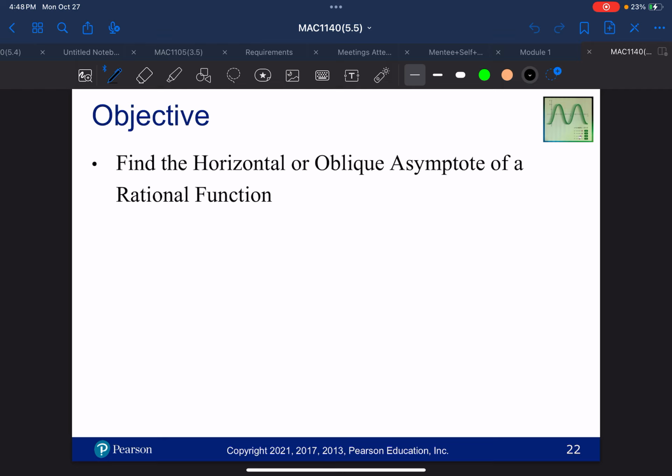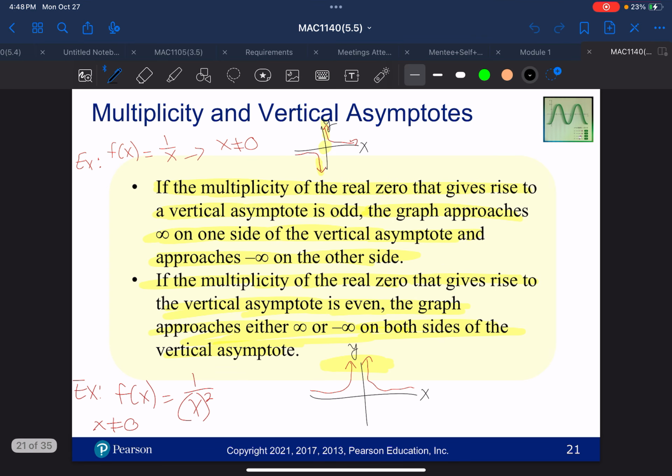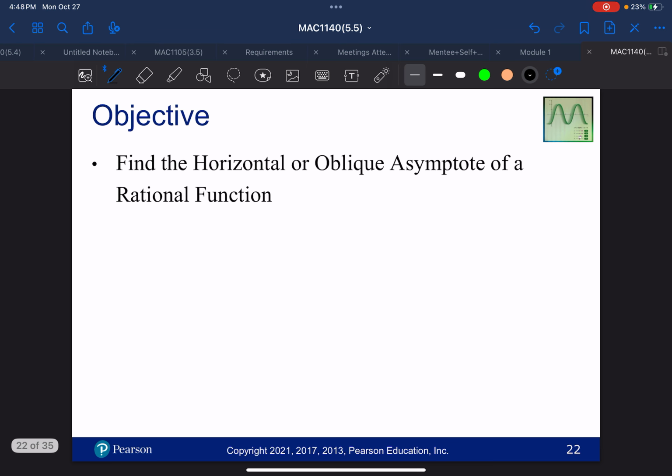Okay, so in this video, I'm going to finish section 5.5. And just to recall where we were in the last video, I had left off from talking about how to find vertical asymptotes and then how to know what the function is approaching as x approaches the vertical asymptotes based on their multiplicity. So now we're going to be talking about how to find a horizontal or oblique asymptote of a rational function.